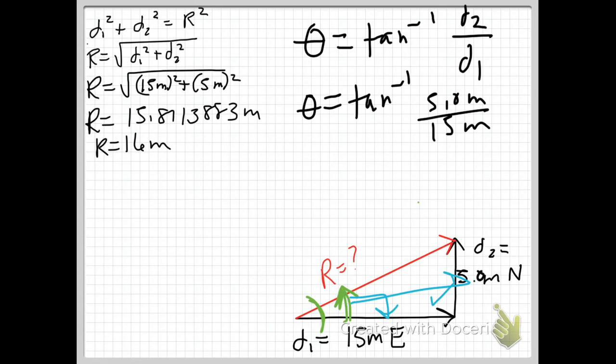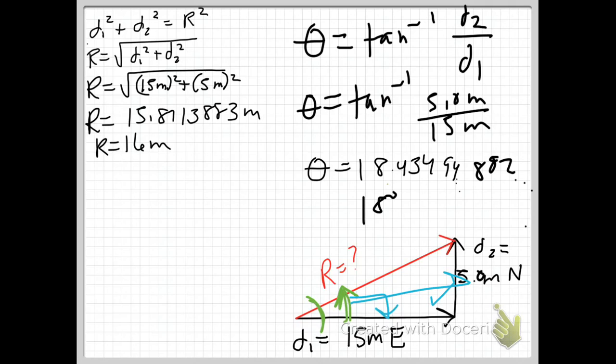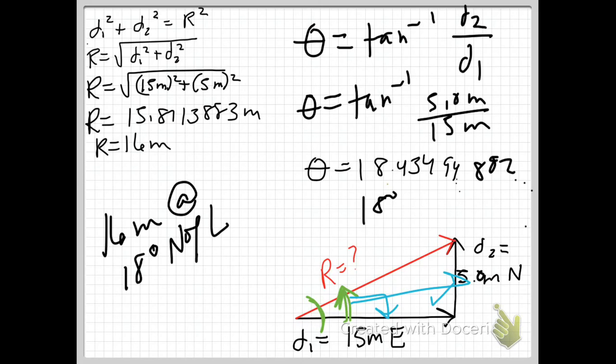Who's got a raw number for me? Answer of 18.43, and I'm sure you have the same trailing digits as I do, 94882, and on and on and on. What's our final sig fig answer? 18 degrees. And so our full answer, when I ask you for a resultant in a problem like this, should be 16 meters at 18 degrees north of east. Okay?